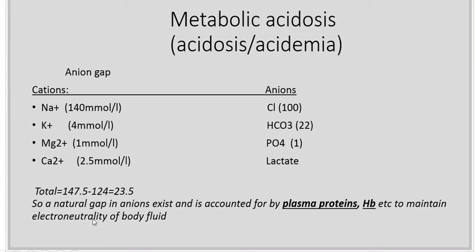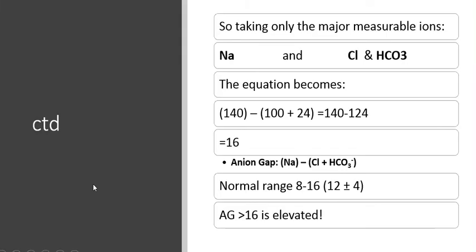But there is an electroneutral state in the body, right? All body fluids are electroneutral. That means cations and anions are equal. So to explain that gap, plasma proteins, hemoglobin, and other things in the body which are not measurable account for this gap, right? So if you add all of these, you find a difference of 16. There's a difference of 16 if you take the main cations and the main anions, the main measurable ones. Sodium is the main cation, and chloride and bicarb are the main anions.